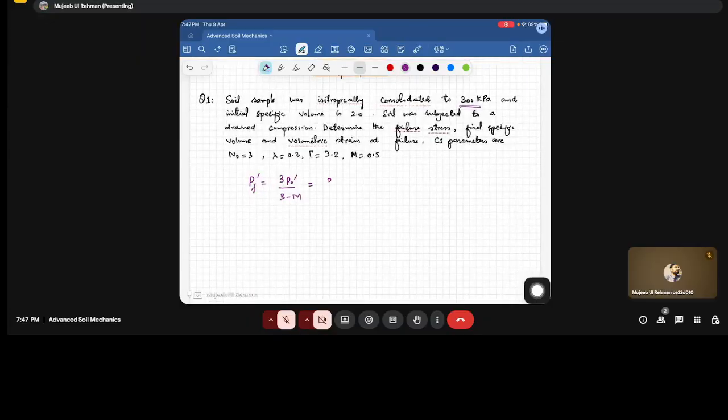So 3 times p'0 is 900, divided by 3 minus M, which is 0.5. Once you calculate it, you will get 360 kPa. Now, since we know M, we can relate qf equals M times p'f, because this point lies on the critical state line. So this is 0.5 into 360, which is 180 kPa.